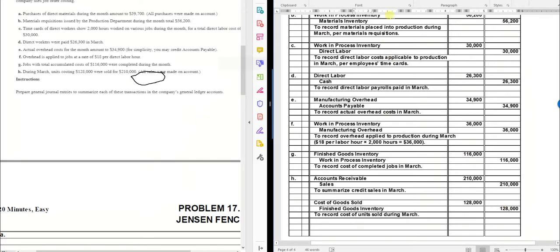So that's a walkthrough of chapter 17. Make sure you practice these. I found more people have difficulty with 17 because 18 is so difficult that they don't spend a whole lot of time on 17. So give it a shot.